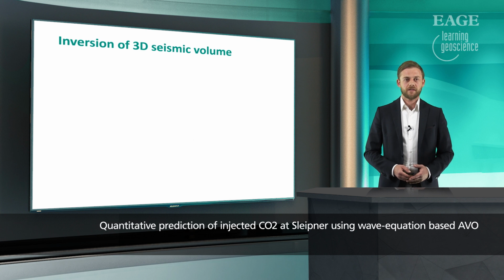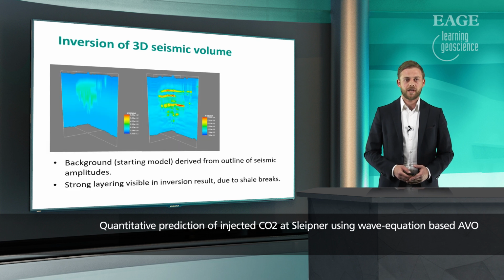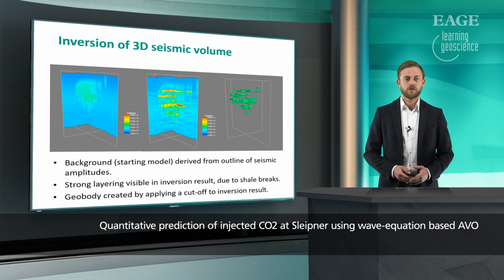So we're getting to the end. I show you three figures now. On the very left, you see the background model. This is the starting model along an inline and a cross line. This background model has been built based on the seismic amplitudes. So the seismic amplitudes are so strong that they can really help in building the starting model.